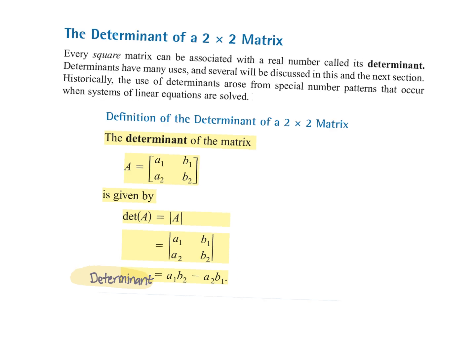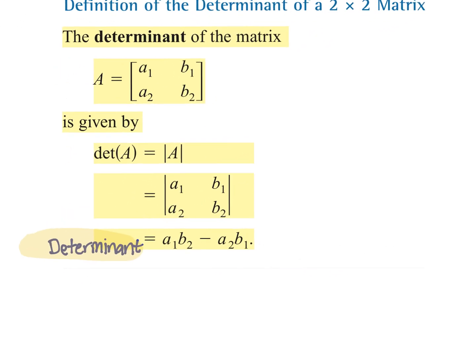So a determinant of a 2x2 matrix is just going to be the product of this diagonal. We call this the major diagonal, minus the product of the two numbers in this diagonal. So we call that the minor diagonal.